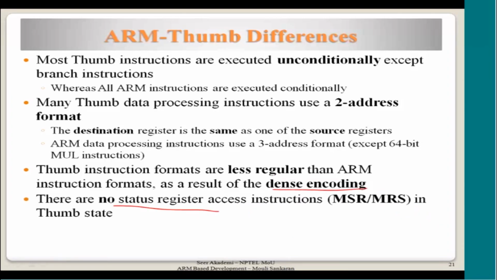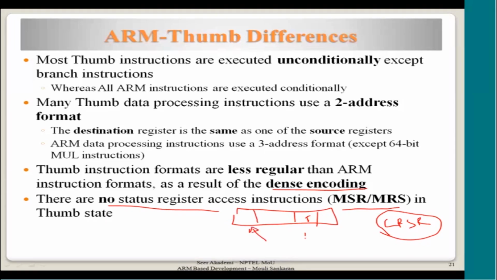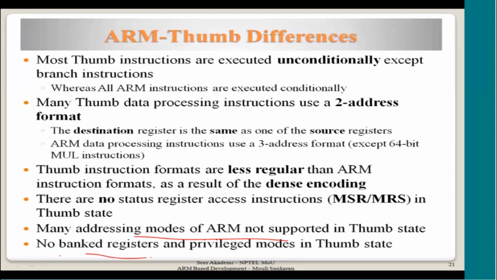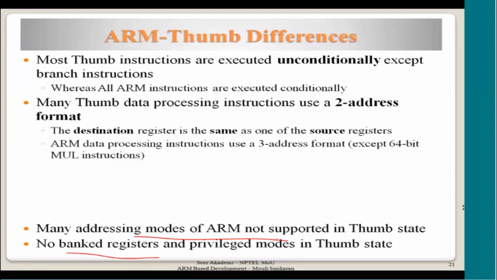There are no status register access instructions. There is no MSR or MRS instruction which accesses the CPSR in thumb state. So you cannot modify the status, and you cannot modify the thumb state while in thumb mode. You can't modify the condition flags directly either. You can execute an instruction and have them modified, but you can't write into them, because unless you have MRS and MSR, you cannot access any of the contents of the CPSR. Many addressing modes are not supported in thumb state. These are the differences, and no banked registers, of course, and no privileged modes in thumb state.